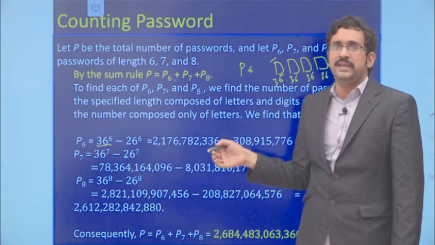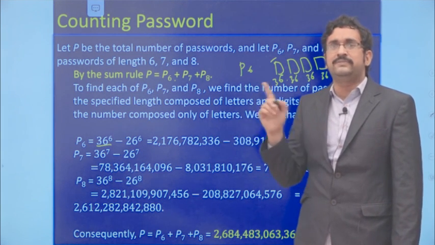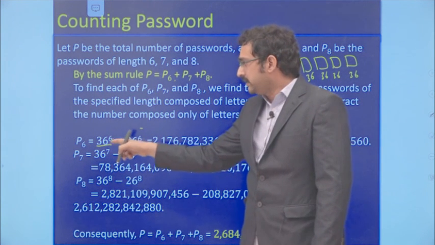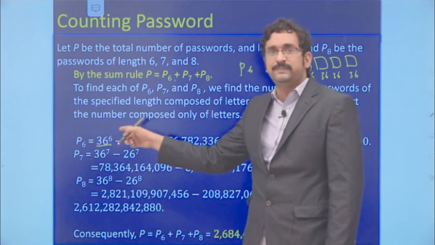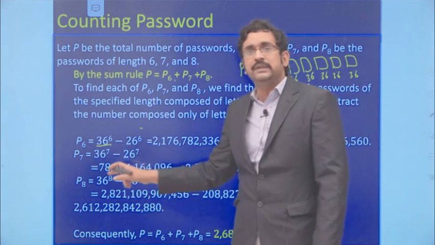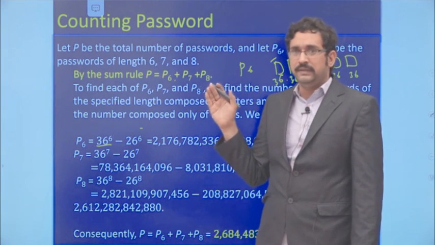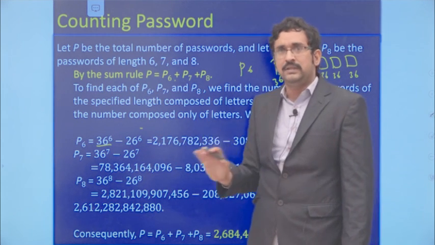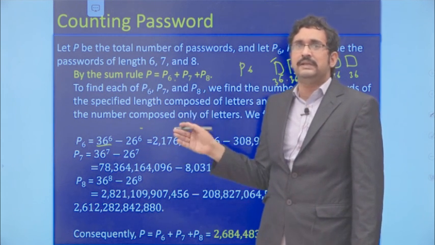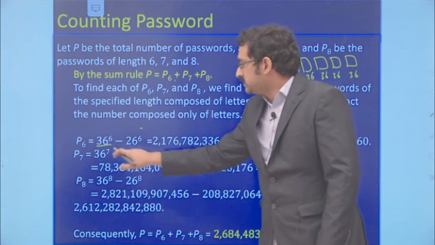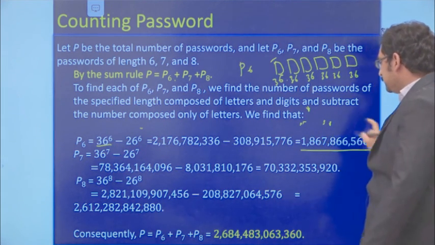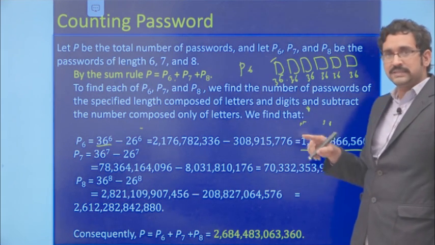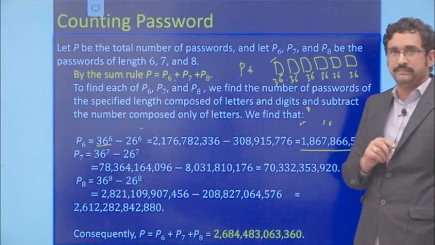The given condition is that the password must contain at least one digit. That's why we are subtracting: 36 power 6 minus 26 power 6. That means, from all the combinations of passwords of letters and digits, we are subtracting the combinations of only alphabets. Then we will get passwords which have at least one digit. These are the possible number of passwords of length 6 which contain at least one digit.